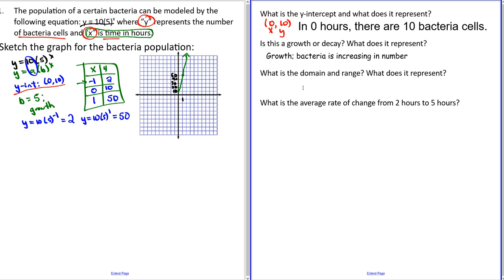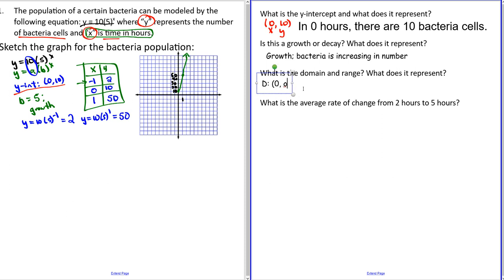And what does it represent? So let's first get off domain. Domain, well, domain is all your x values. So what is the beginning of time on this problem? 0, because we can start at 0 hours. And then can we just never stop? Does it say we're stopping at a certain time? No, so we're going to infinity.